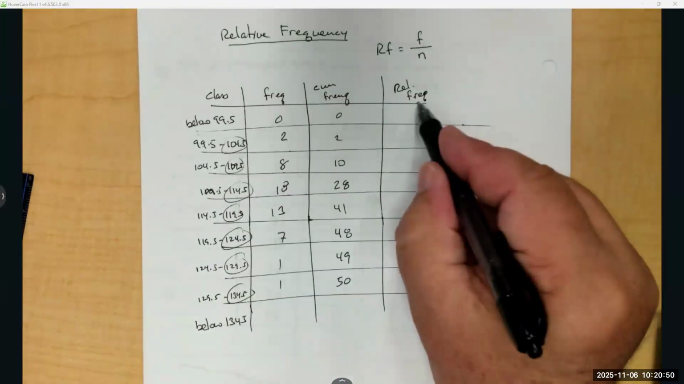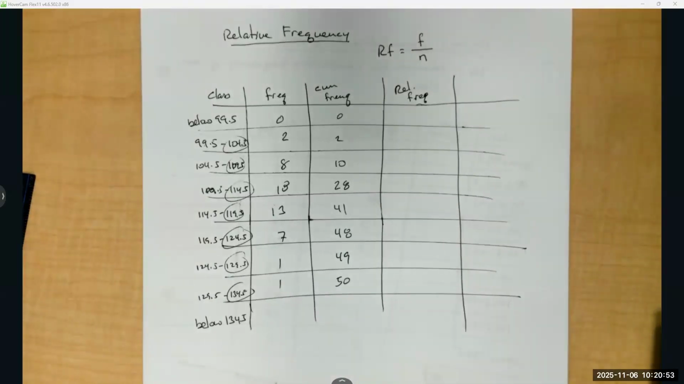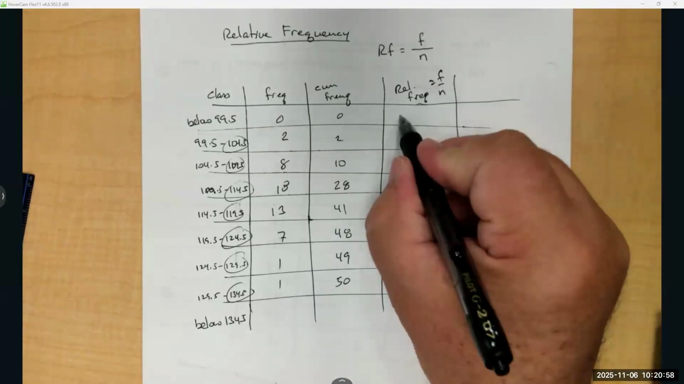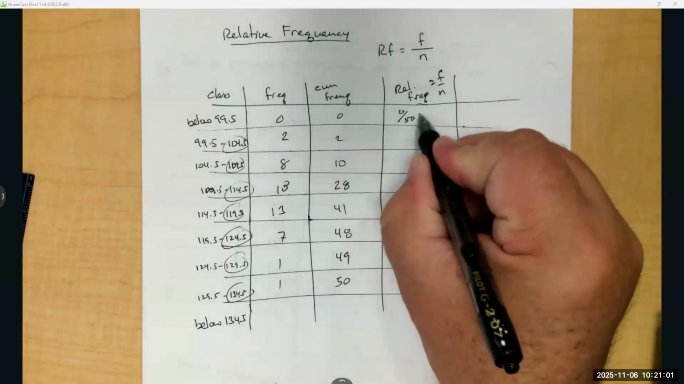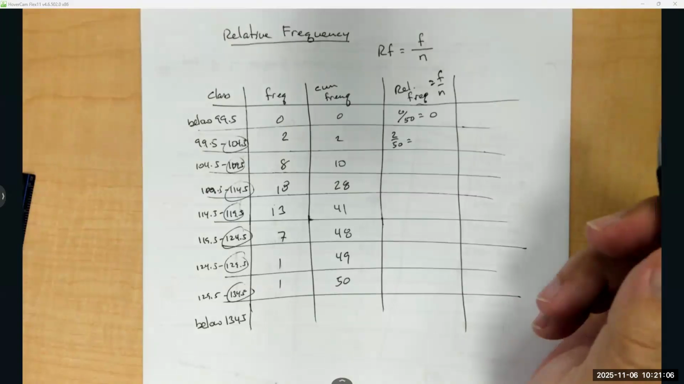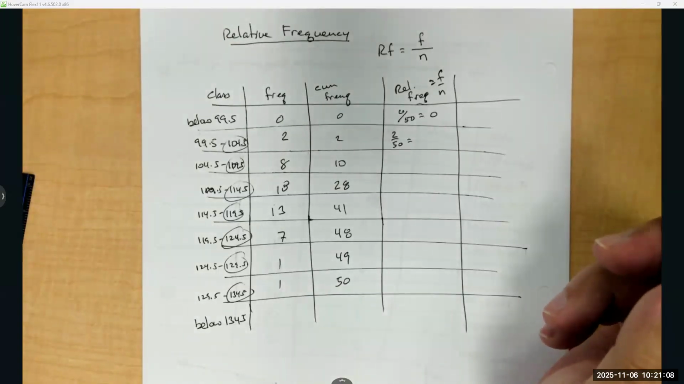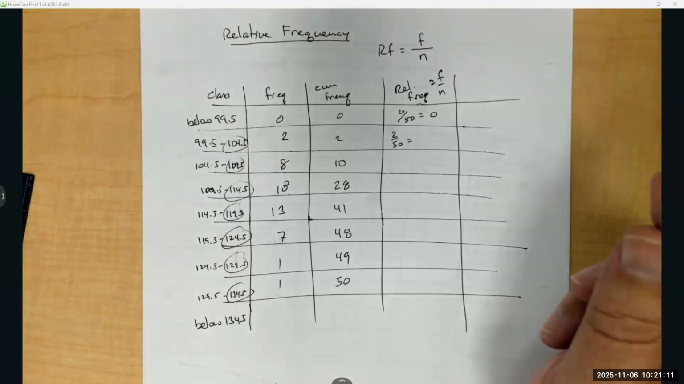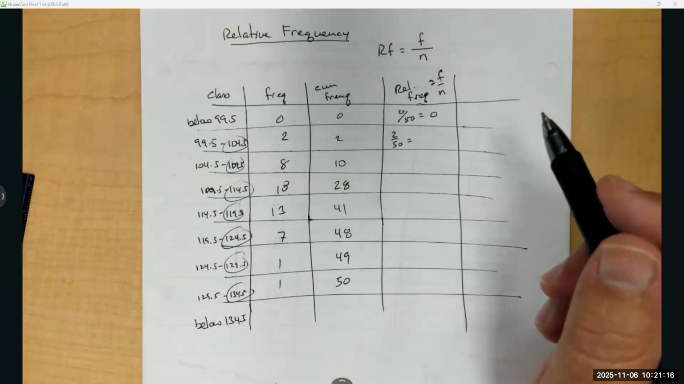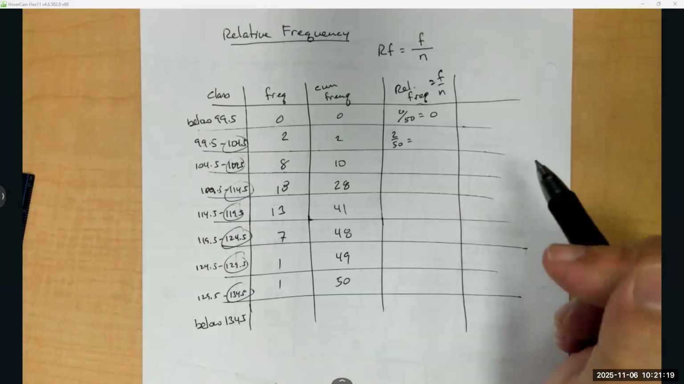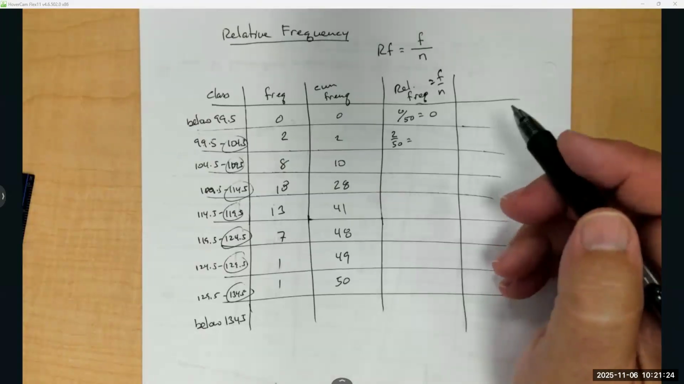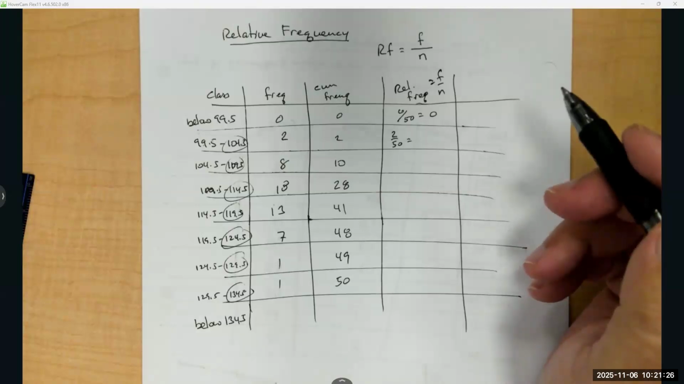So the relative frequency, we'll have 2 of these actually. The relative frequency is frequency over n. So what is 2 over 50? This is a math problem. You don't find it in your notes. Calculator. What is 2 over 50?